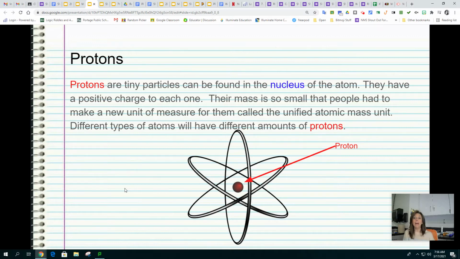Different types of atoms will have different amounts of protons. For example, hydrogen has only 1 proton, whereas carbon has more than 1 proton. I think carbon has 6. You'll have to look on the periodic table. We'll have to look that up and see if I'm correct. So carbon would have more protons than hydrogen because it's a different element. It's a different atom. So different atoms have different amounts of protons.